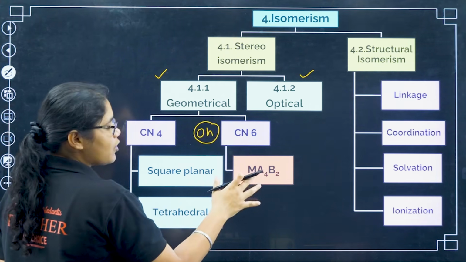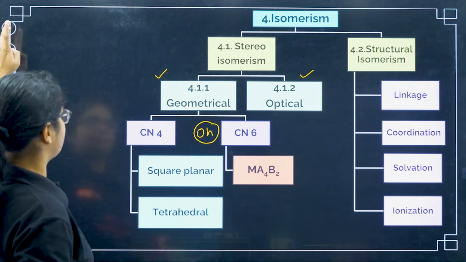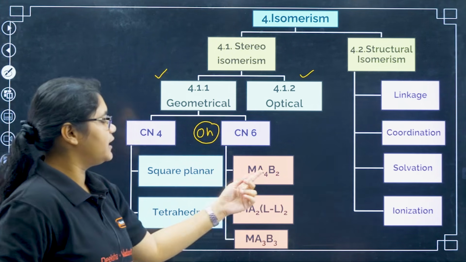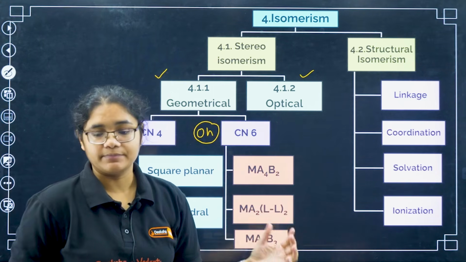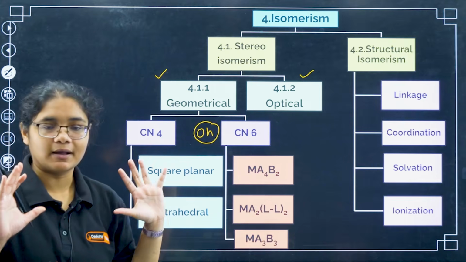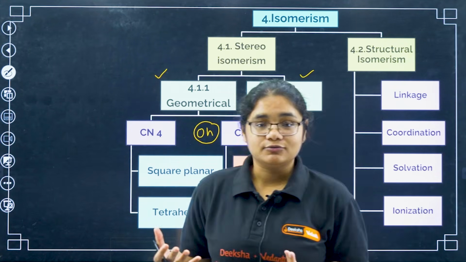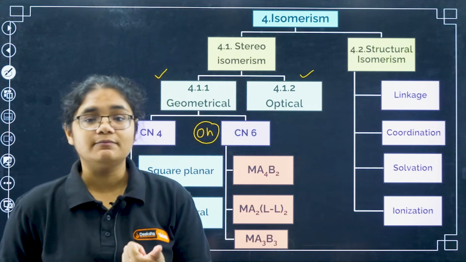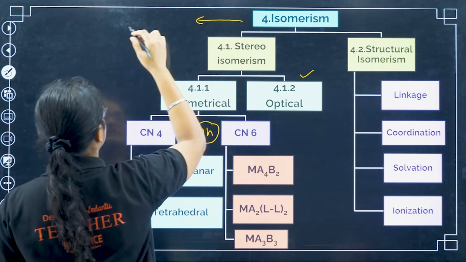For octahedral, coordination number 6, we can have all these possibilities: Ma4B2, Ma2LL whole 2, Ma3B3. Now what is this? I'll explain, don't worry. Let me just tell you this complete thing once again. Under isomerism, first of all, what is isomerism? Isomerism means having the same formula but different structures. You must have known what isomers are.